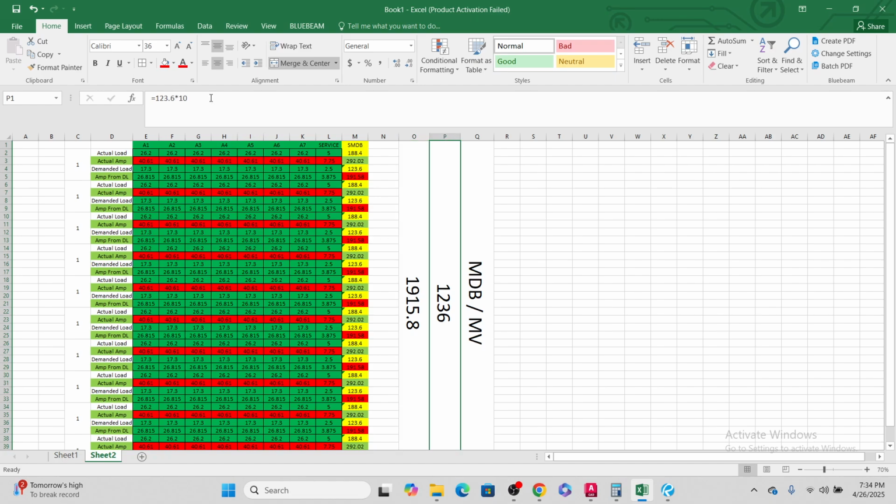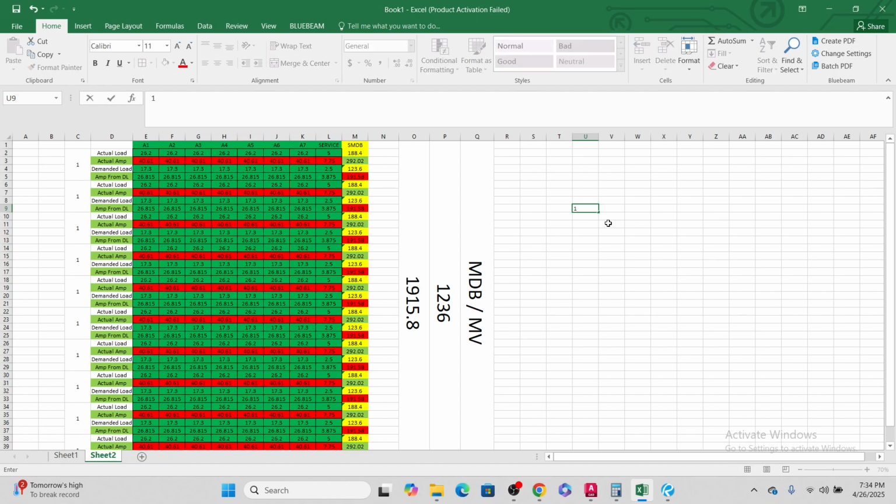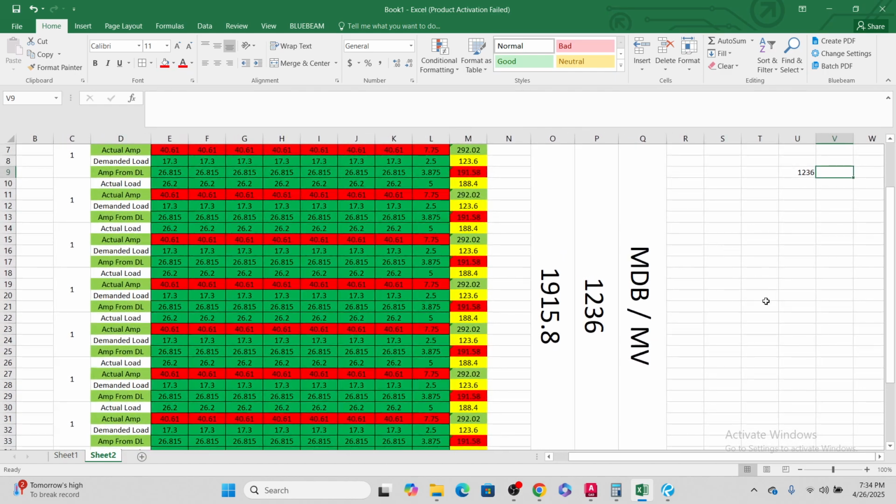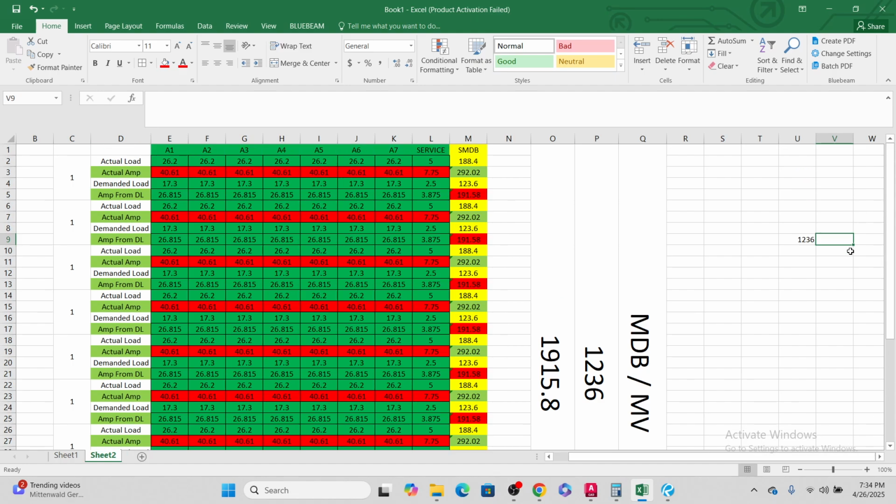So we know how much load we have. 1236 kilowatts. Okay. So for this one we always go with 30% spare load. So 1236 kilowatts multiplied by 0.3, meaning 30%, equals 370. So calculate this one plus this. So we have 1606.8 kilowatts.